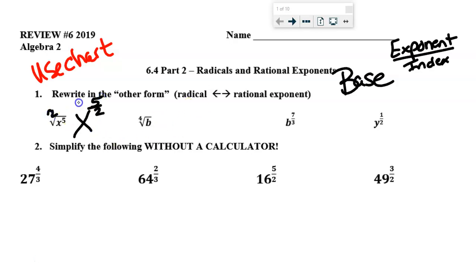A lot of kids think there's a 1 there, but we know there's no such thing as a first root. So similarly, this one becomes b to the 1 over 4 power. Make sure your exponents are small and they're in the superscript position.